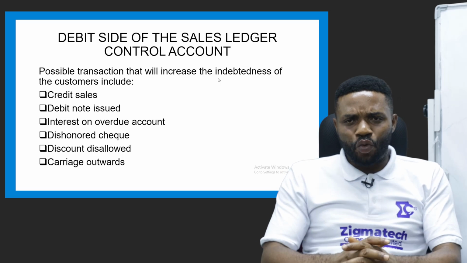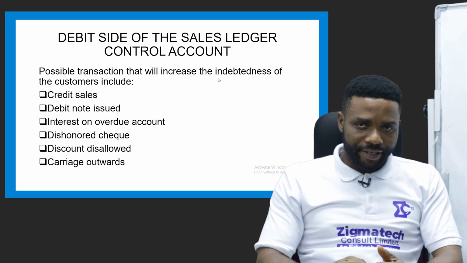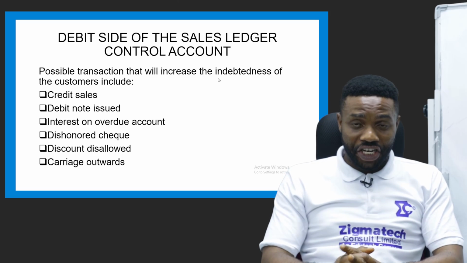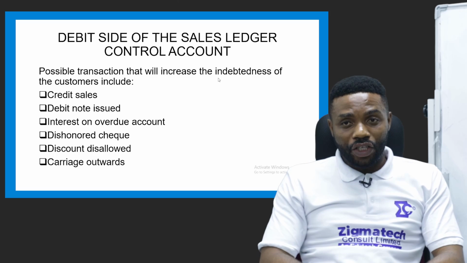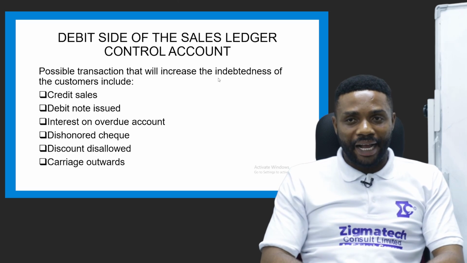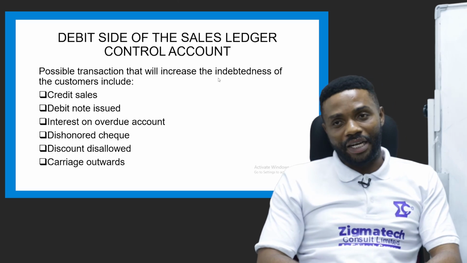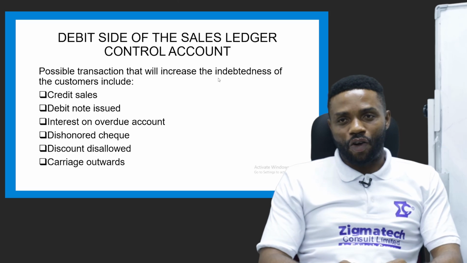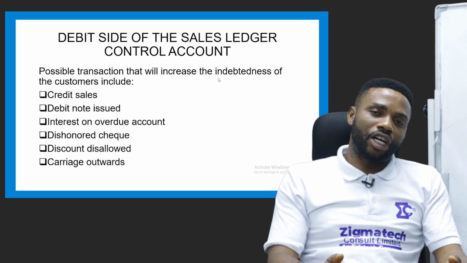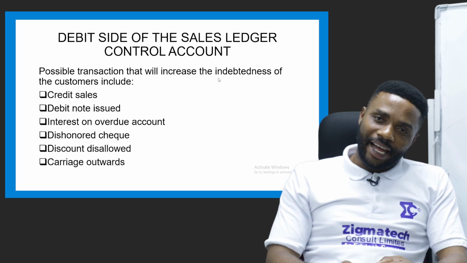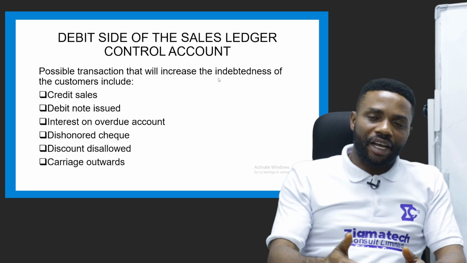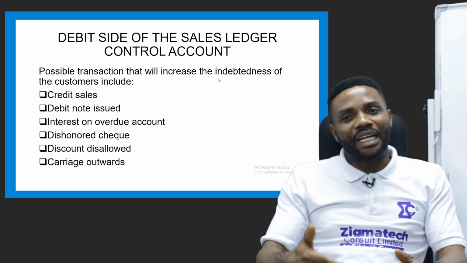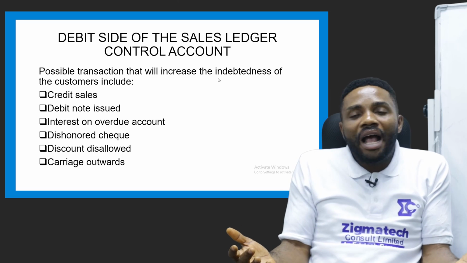And then the next one is what we call dishonored check. Peterson brought a check. And when we took the check to the bank, we saw that the amount on the check was not up to his bank account balance. Peterson only has 500,000 in his account, and is giving us a check of 1 million. By the time we took the check to the cashier, he looked at it and said, this check cannot be honored. Why? Because the amount on the check is higher than the amount in Peterson's account. So the check got bounced.